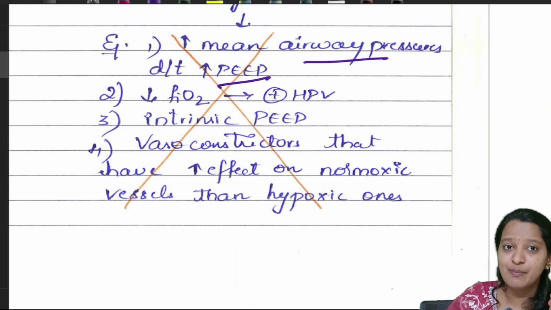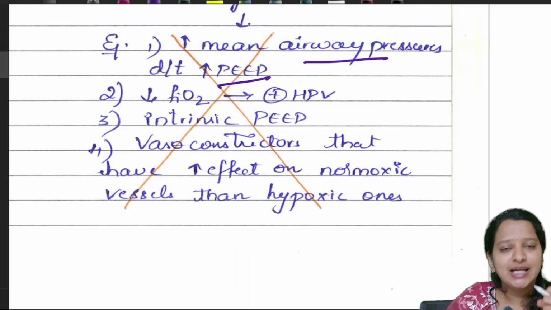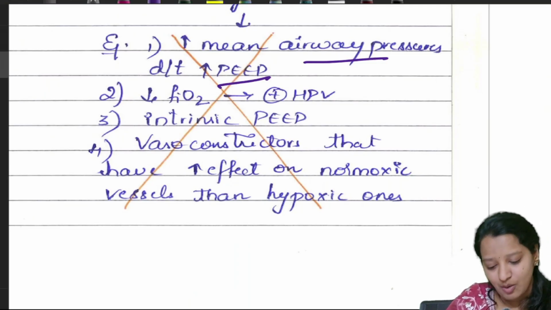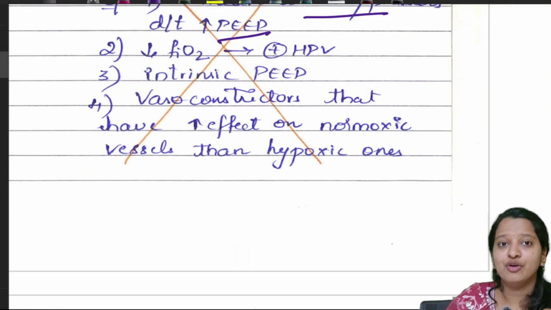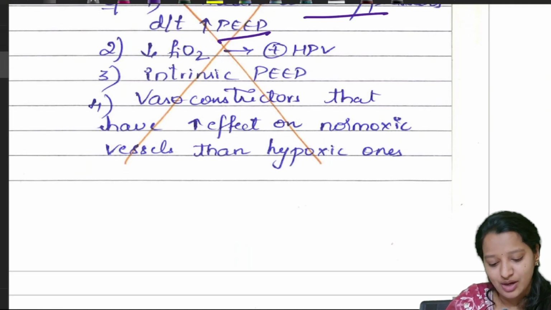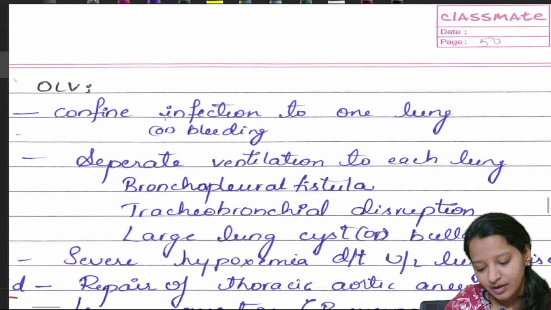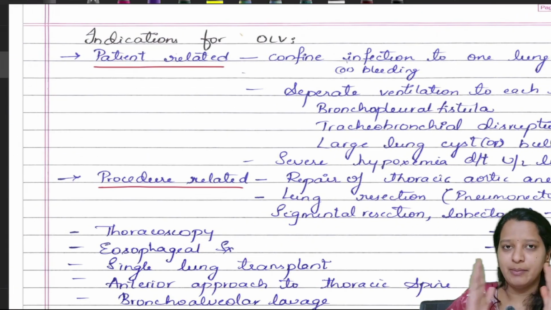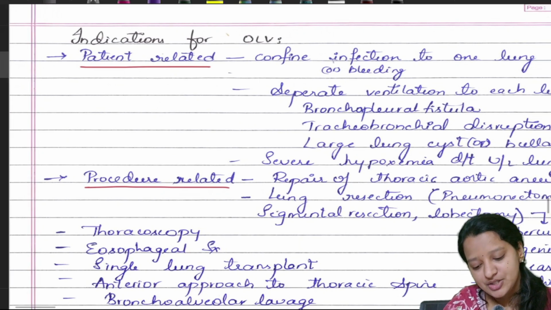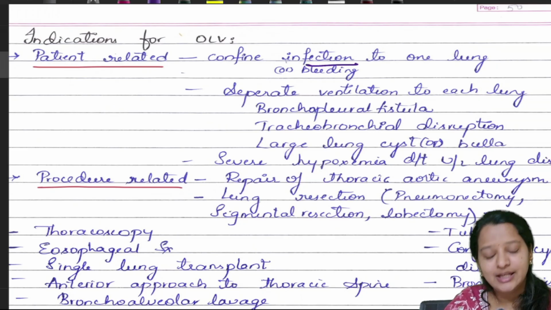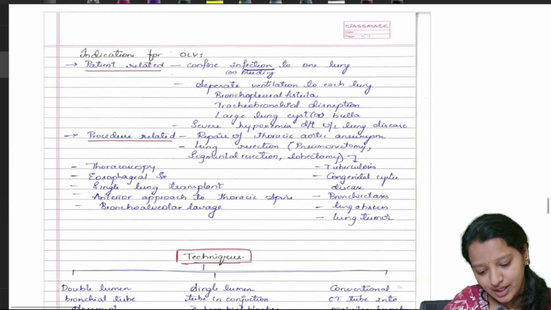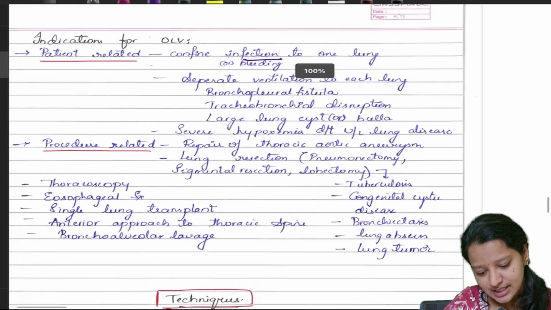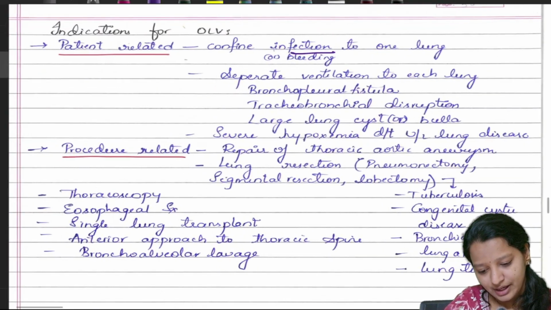So due to this vasoconstriction, there will be decreased blood flow in the ventilated lung also. We shouldn't go for more intrinsic PEEP and vasoconstrictors. Coming to indications, we have already studied. We have to remember on a gross, patient related and procedure or surgical related. Patient related are due to confine the infection or bleeding to that particular lung. You can take a picture of these indications so that you can learn them by heart.